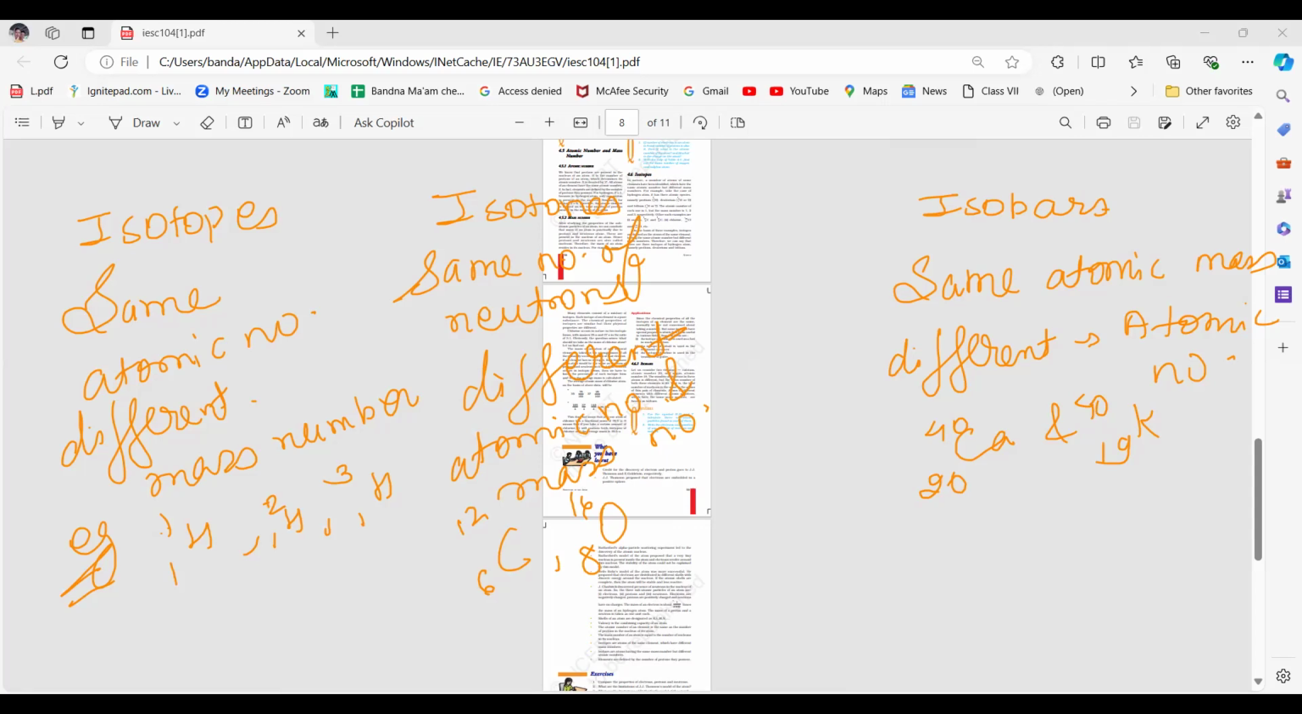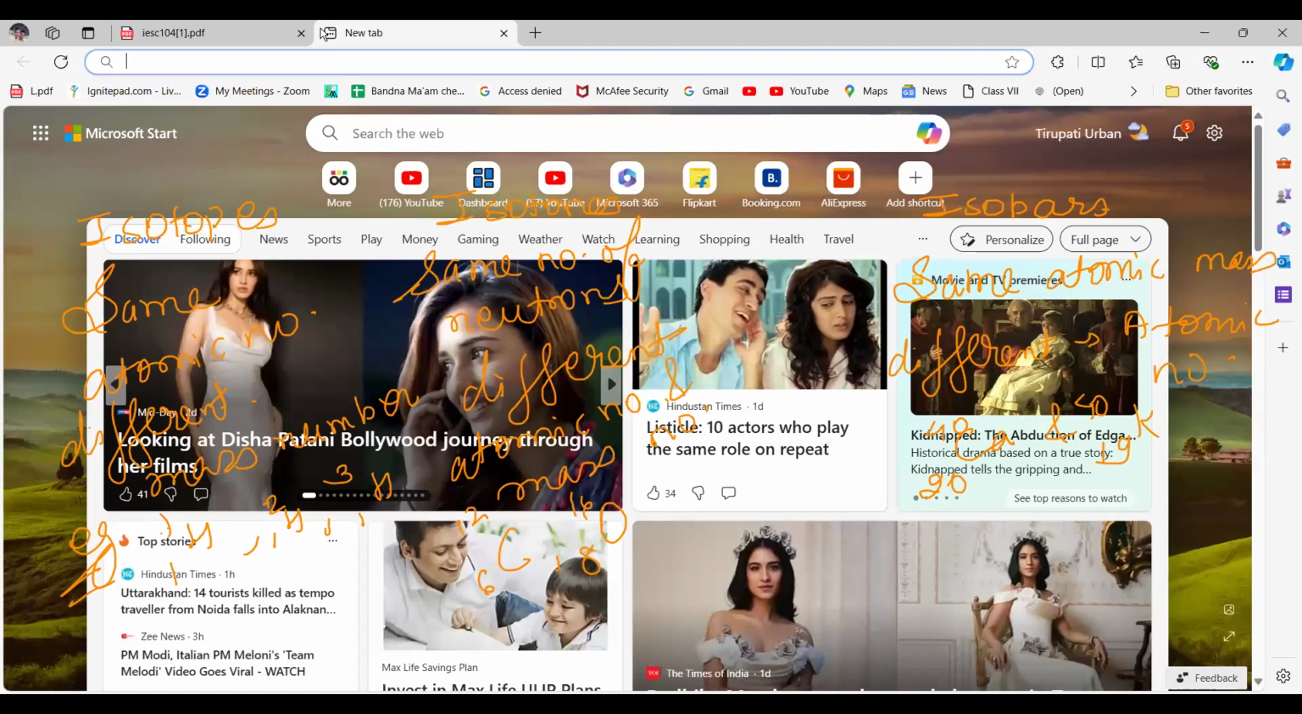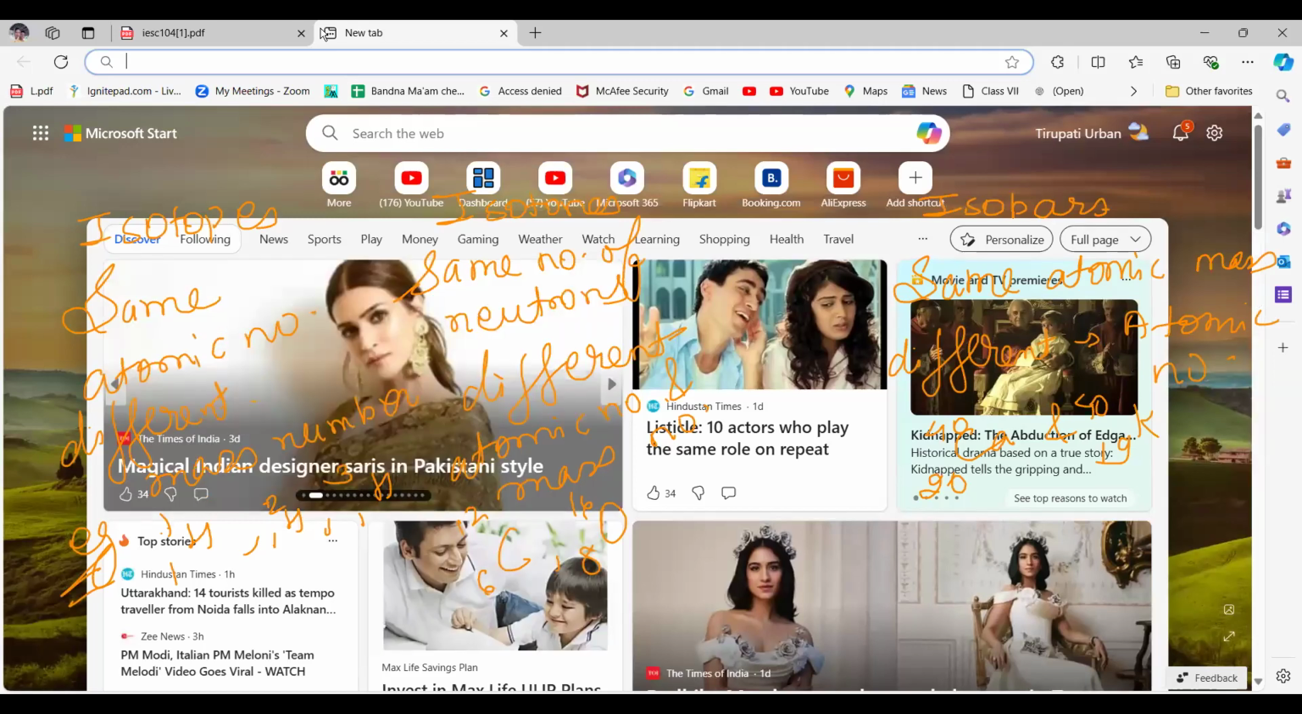Okay, carbon was there. Carbon is having 14 or 6. Wait a sec, I have to check my periodic table. I don't really need examples. Just a minute, I'm just taking out the periodic table.